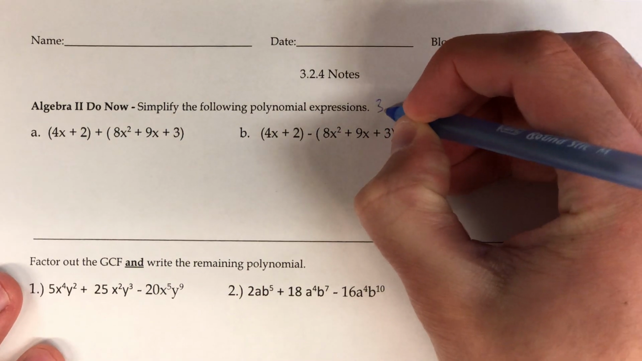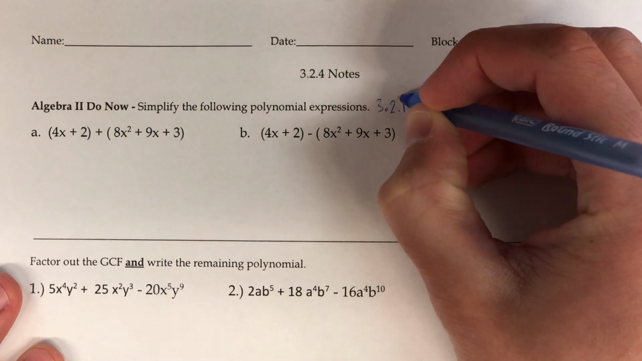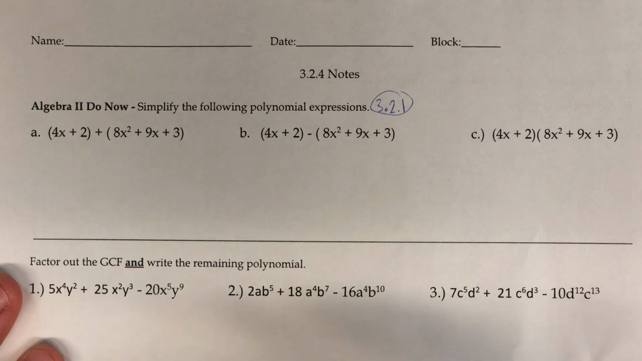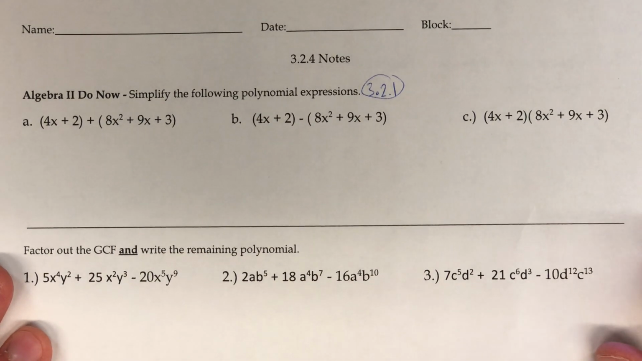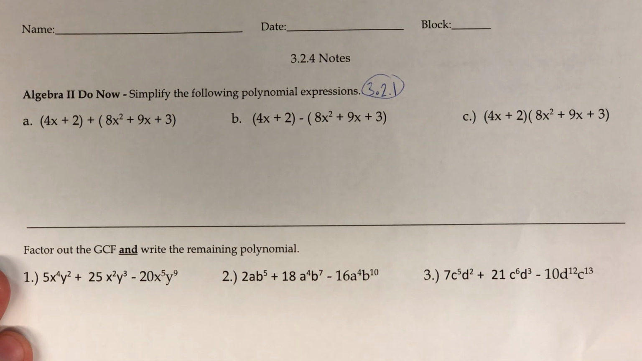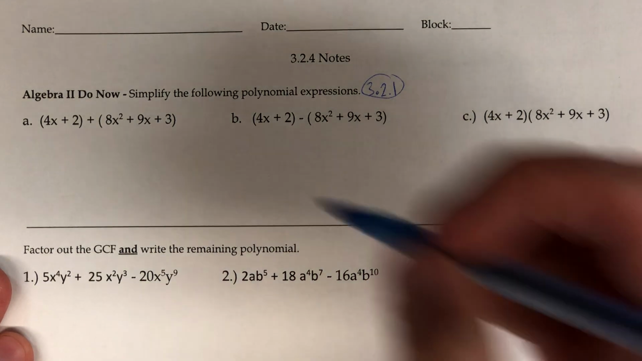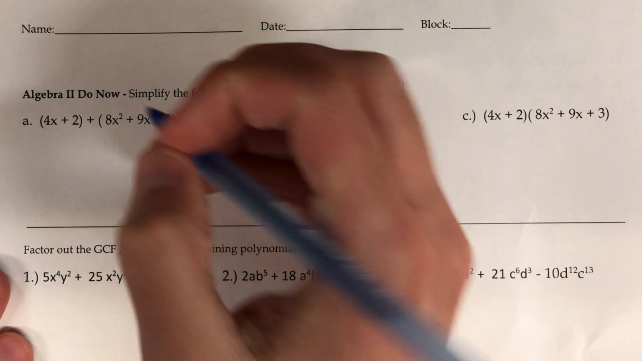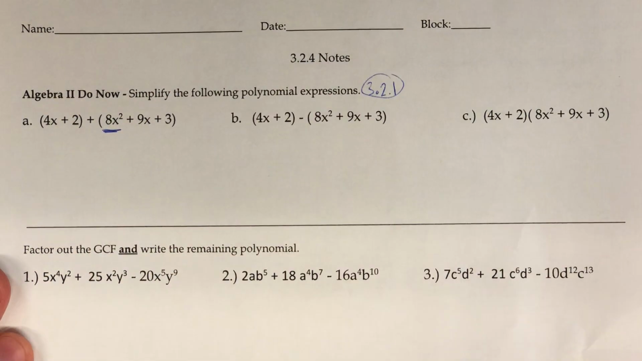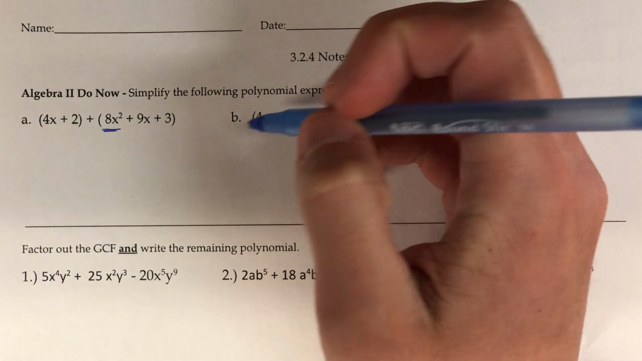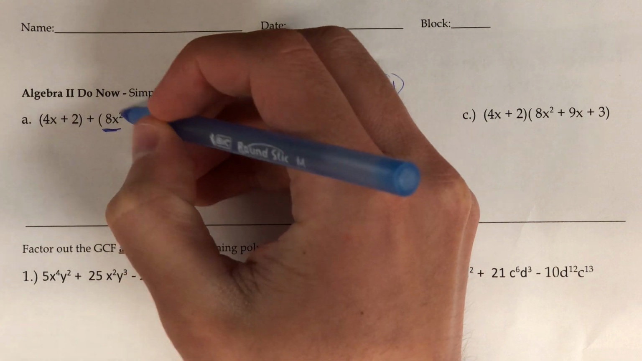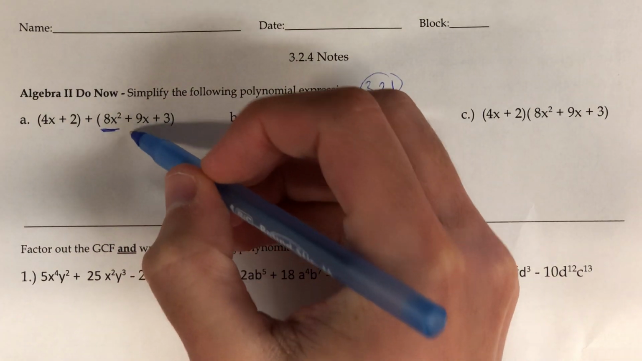So this is learning target 3.2.1. That's what we have here, adding, subtracting, and multiplying polynomials. So pause the video, give those a try on your own. Okay, we're back. Remember, when we're adding or subtracting, the key idea is just combining those like terms. So when we're adding, we don't have to worry about changing signs or anything. So we look for the highest exponent or highest degree.